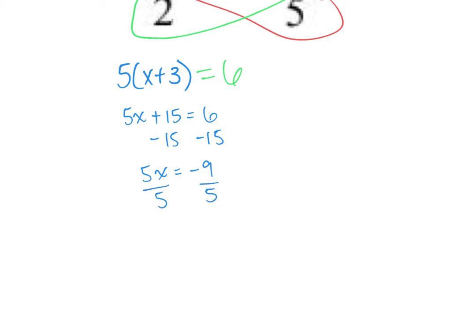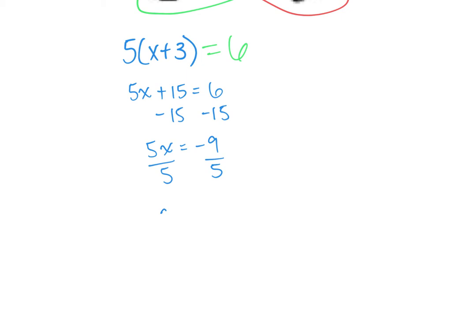Do 9 and 5 have a common factor? Nope, so it's just x equals negative 9 over 5. If you change that to negative 1 and 4/5, that is totally cool as well.